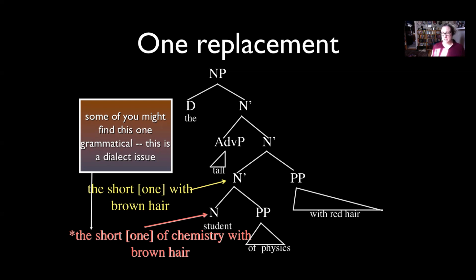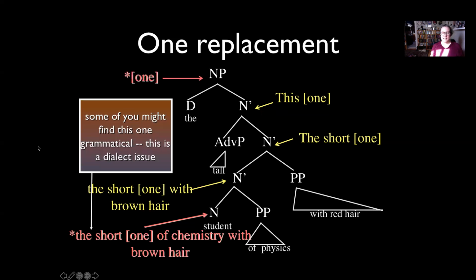Now we've got something that passes a grammaticality judgment. The short one, right? Or the tall one, so you can see. The one, or this one. So this N-bar we can replace with one, and we can say the one. Here we can say the tall one, right? But if we just say one at the top, we don't know what the noun phrase is referring to anymore.